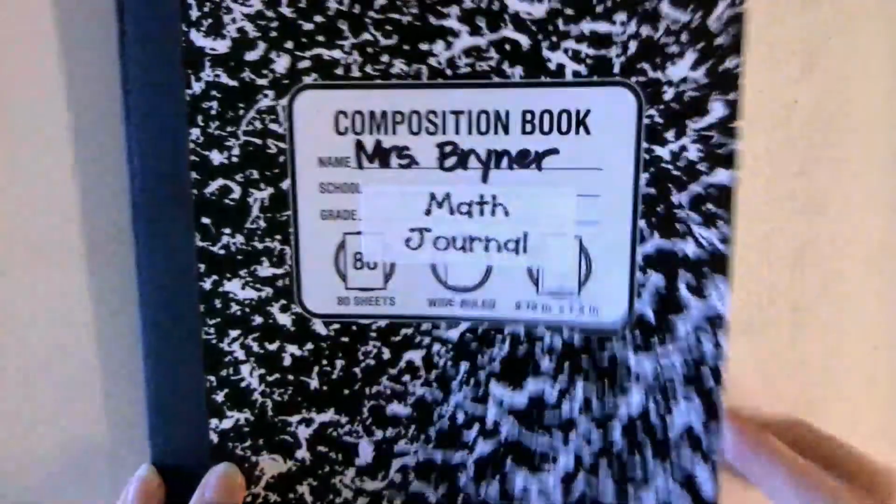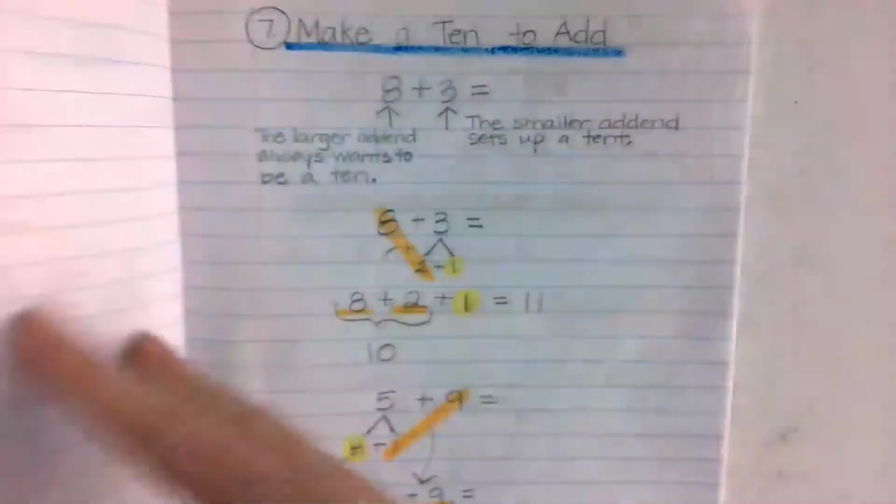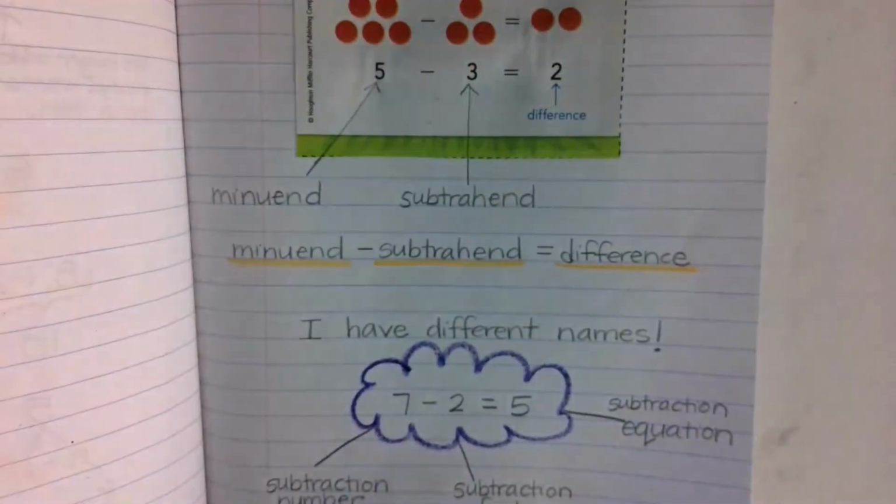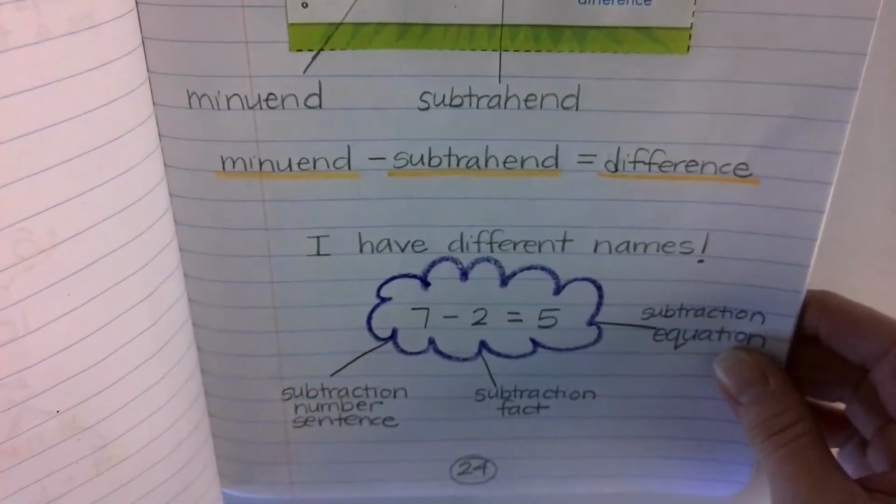Hi everyone, today we're going to work in our math journal again, and we are going to turn to page 25. We did page 24 yesterday, so we're looking at page 25. So put a 25 down at the bottom.